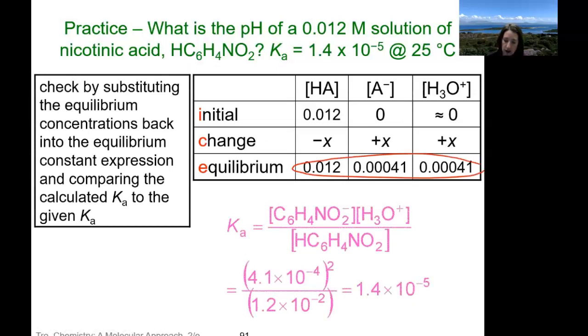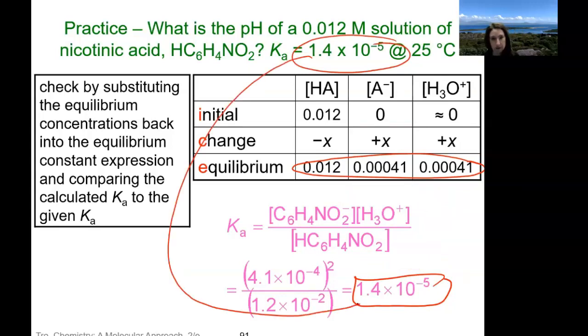If we put all of these equilibrium numbers into our equilibrium expression, and we get a number that matches what we started with, or that's really close, then you know there's a very, very high chance, 99.9% chance, that you've done the problem correctly, right? Okay, questions on this one, because now I'm going to have you do your own.